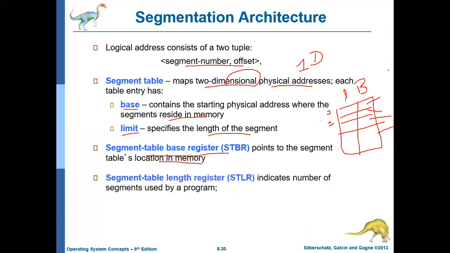And the STLR, segment table length register, indicates the number of segments used by the program. So this specifies the starting address and this specifies the length. Starting from that address, how many locations that particular segment is allowed to access.